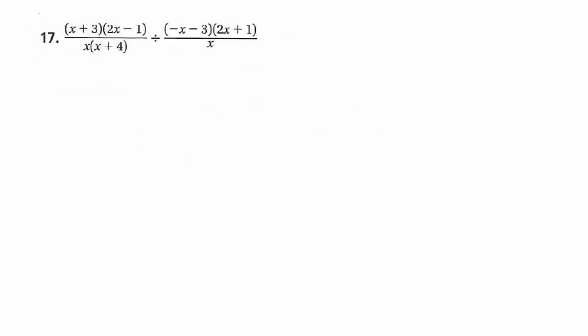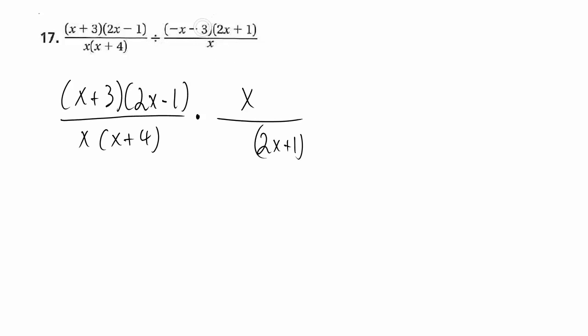For number 17, part of it's already factored for us, so I'm just going to flip the second part, turn this division into multiplication. I just have to take the reciprocal of the second one. I don't flip the first one. But before I rewrite this, I notice that there's two negatives here. If I pull out a negative 1, the GCF is negative 1, and I write x plus 3, that allows these two factors here to simplify. So I'm going to do that.